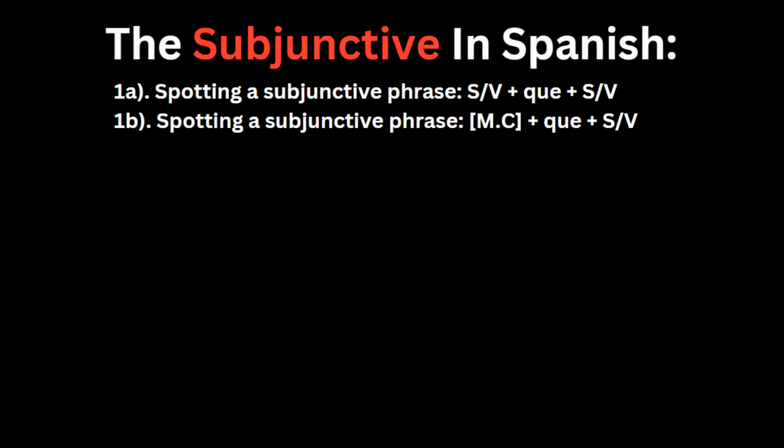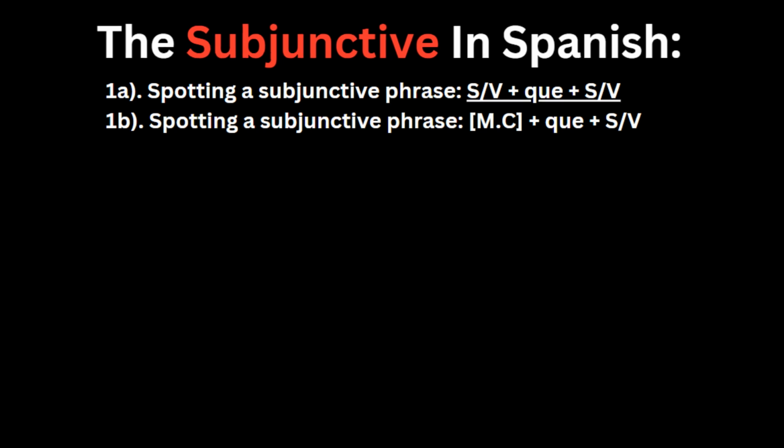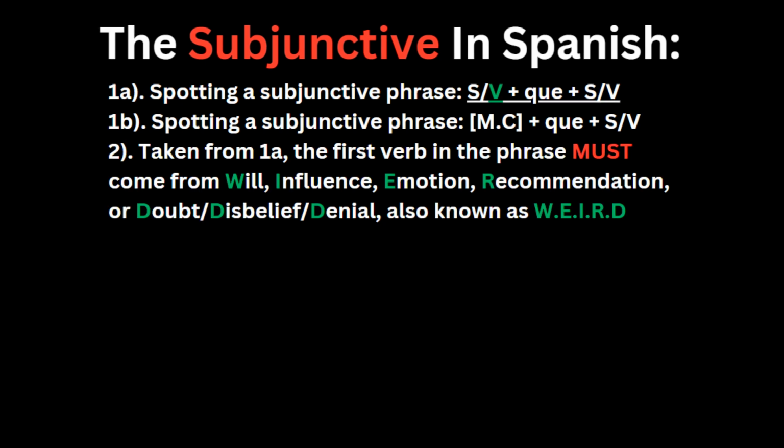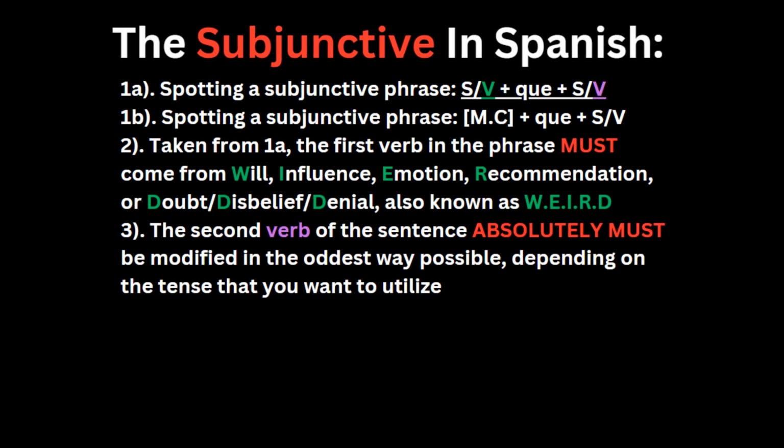At first, in order to activate the subjunctive, you need to have a sentence that has a subject-verb que, subject-verb, or a general main clause that supports a subordinate clause like es necesario que, subject-verb. Secondly, if you were to use the first construction, then the first verb in the sentence would have to be a verb of will, emotion, influence, recommendation, or doubt, disbelief, and denial, also known as weird. If a verb does not come from weird, the subjunctive is not activated. However, if it is activated, the second verb of the sentence absolutely must be modified in the oddest way possible, depending on the tense that you want to utilize.